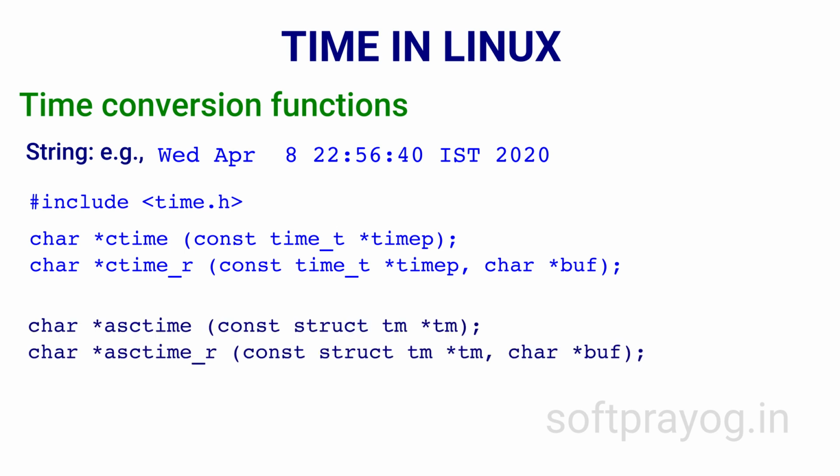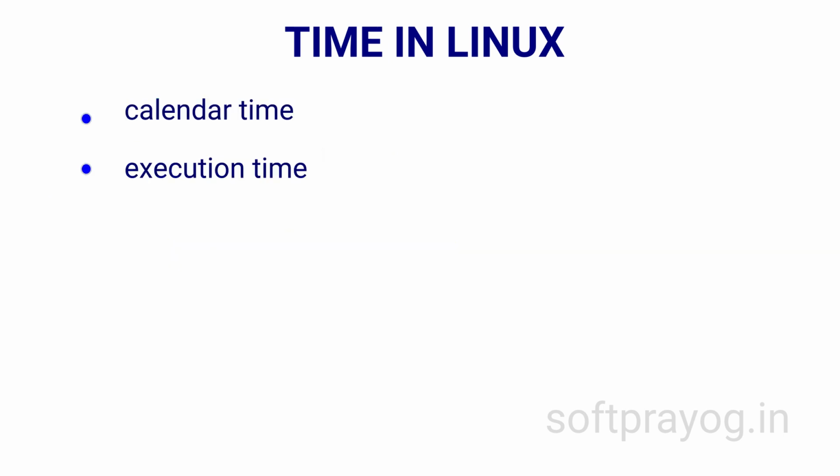The asctime function converts a broken down time to a corresponding local time string. It returns the converted local time string. The asctime_r function is just like the asctime function, except that it has a second argument, a character pointer. The caller has to provide a buffer in this second argument, and the resulting string is copied in this buffer also. We have gone through the calendar time in some detail. Now we look at the execution time.